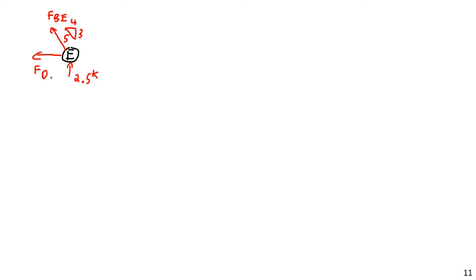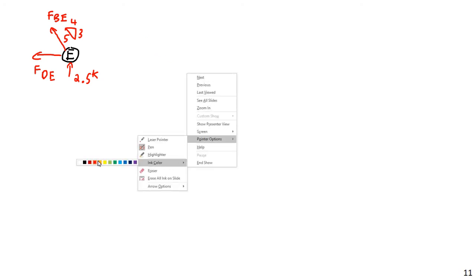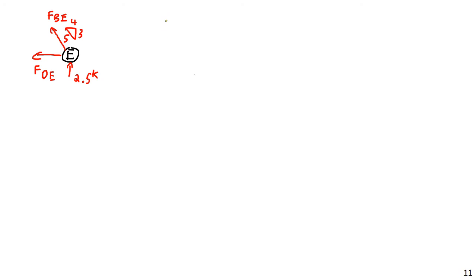Notice again, I usually just go ahead and assume everything initially is in tension, even though just looking at this, I can already off the bat tell that FB is going to be in compression just to balance the vertical, if nothing else, and that would also balance the horizontal. But let's just go ahead and work through this. So I'll keep using this orange color scheme, why not?